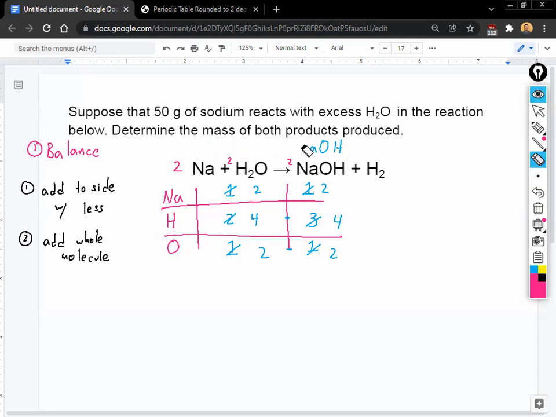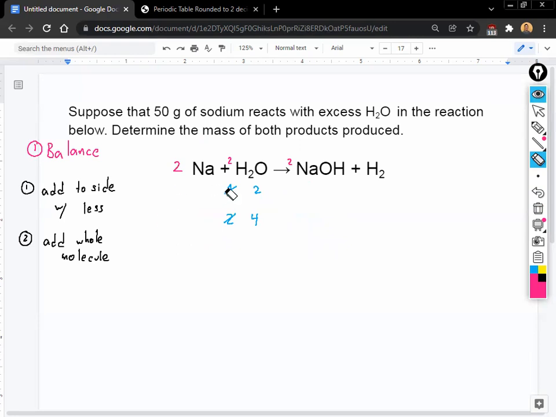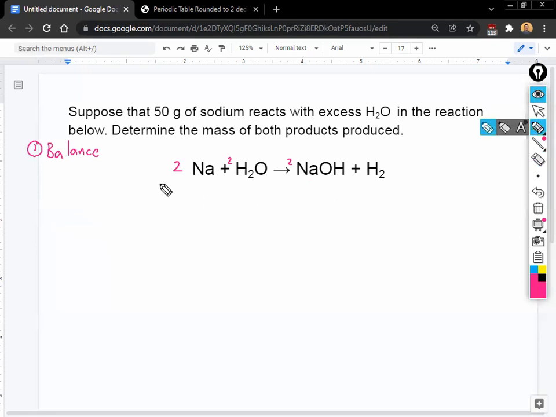All right, so I'm going to erase a little bit just so we have a little more room to work with. And this is being recorded, so if you miss anything, it's all good. It will be posted on Canvas. Okay, step number 2 is you want to find the molar mass of the important chemicals.